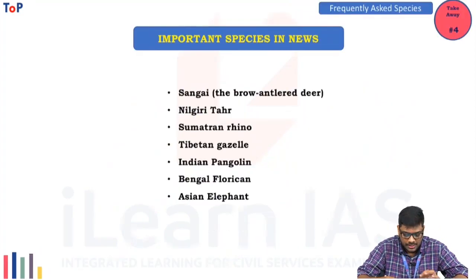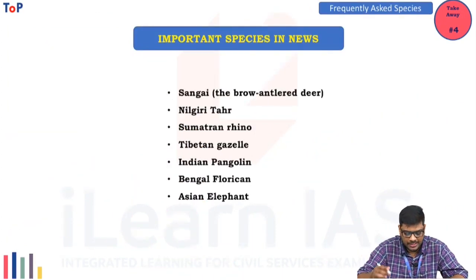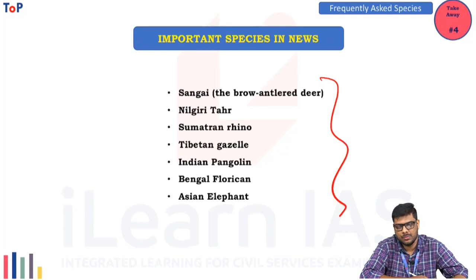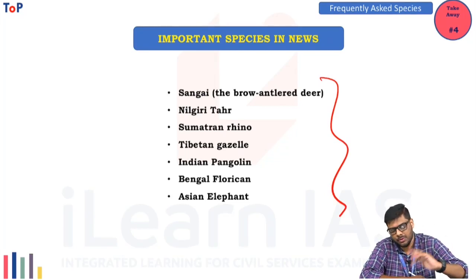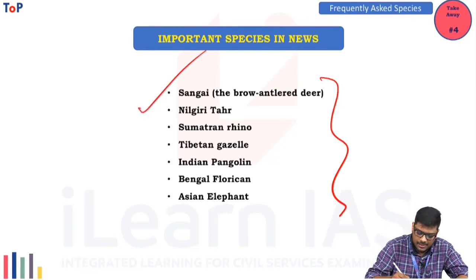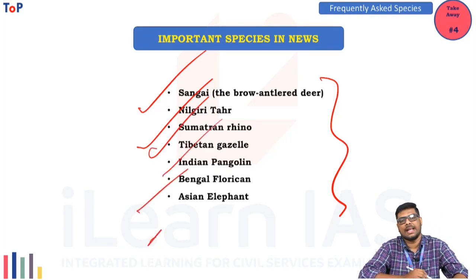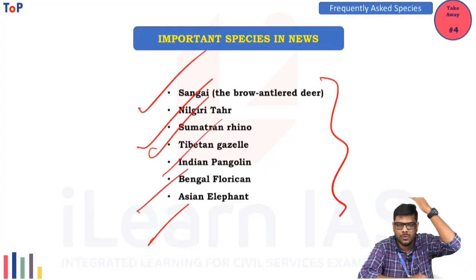And also, in addition to these superstar species and some families of faunal groups, make sure that you are studying those animals which were in news for any reason. So these are my predictions for 2020. These can be asked: Sangai deer, Nilgiri tahr, Sumatran rhino, Tibetan gazelle, Indian pangolin, Bengal florican and Asian elephant. These were in news for some reason.